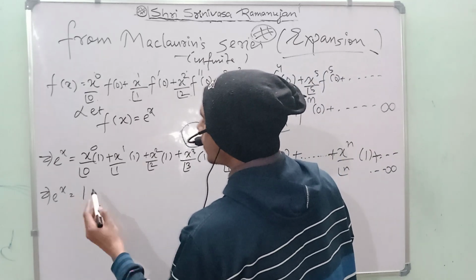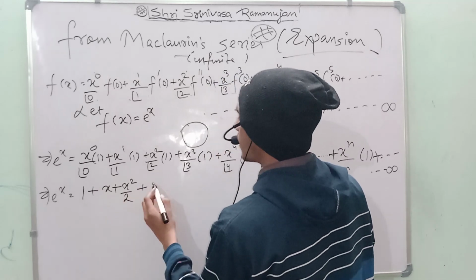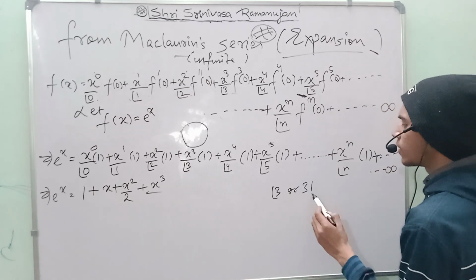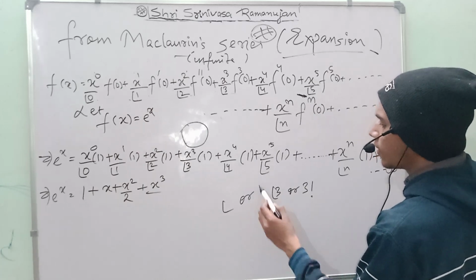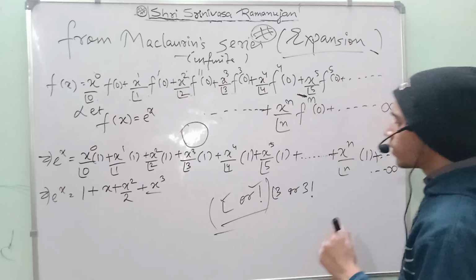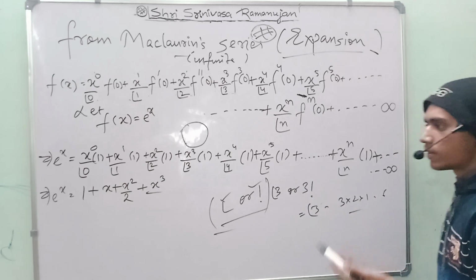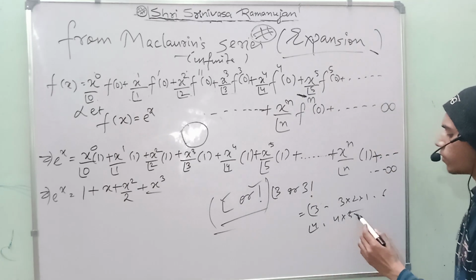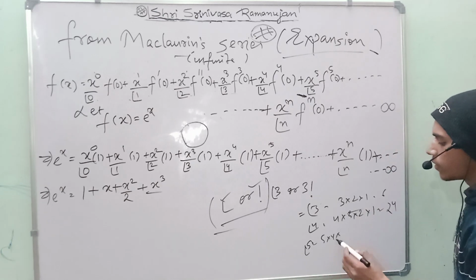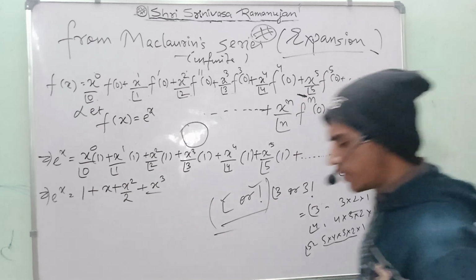As you have seen earlier, 1 plus x plus x square by 2 plus x cube by... what is 3 factorial? Factorial can be written in both manners. So what is 3 factorial? 3 factorial is equal to 3 into 2 into 1, that is equal to 6. What is 4 factorial? 4 factorial is equal to 4 into 3 into 2 into 1, that is equal to 24. 5 factorial is 5 into 4 into 3 into 2 into 1, that is 120.